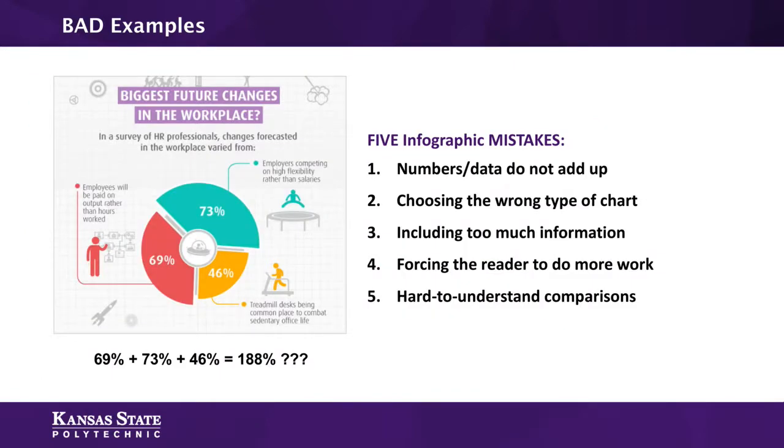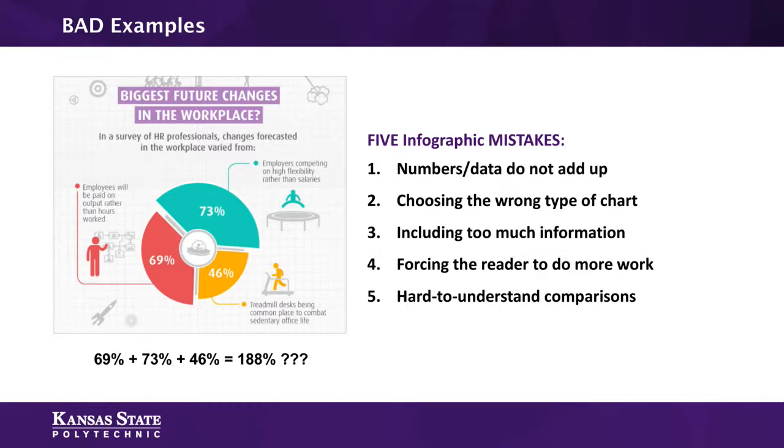Some other mistakes that are common: your numbers and data don't add up. On the left there, you see the pie chart, and if you add up those numbers, you come up with a number that doesn't equal 100%. That just makes you look a little foolish. So really check your numbers and your data. Make sure you're using the right type of chart. Sometimes a pie chart is best for percentages instead of a line chart or something like that. So really think about the data and what type of chart is going to be the best to present the data.